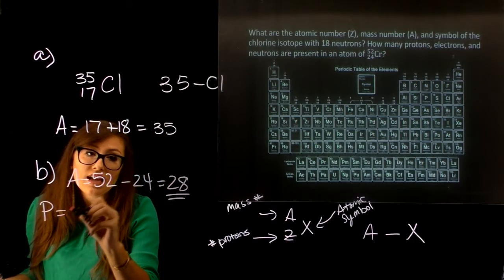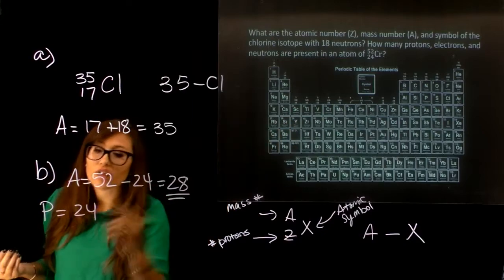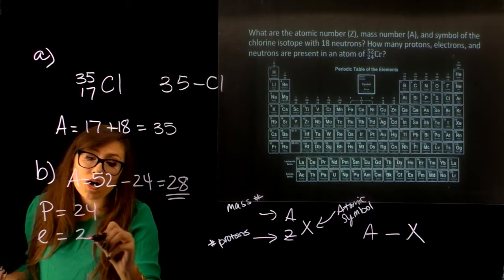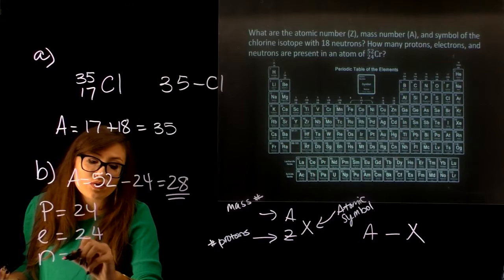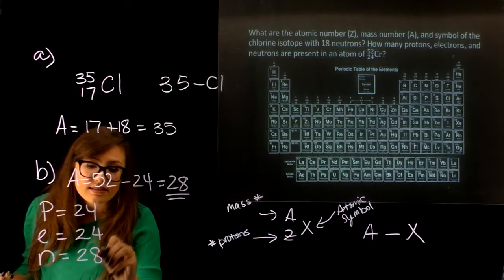So the number of protons I have is 24. This is a neutral atom, so the number of electrons I have is also 24. The number of neutrons I have is 28.